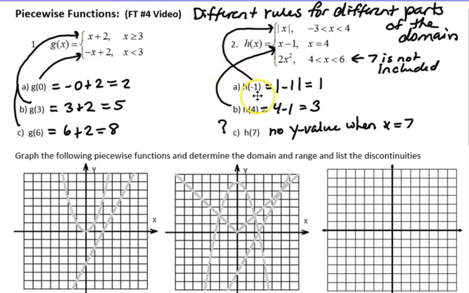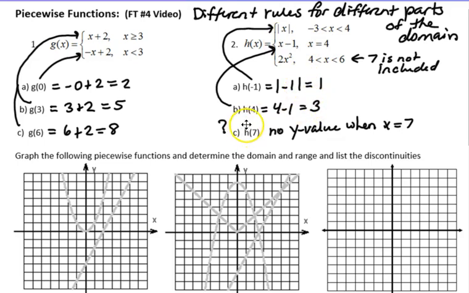Okay, for the first one, when h is negative 1, we're in this part of the domain. So the absolute value of negative 1 is 1. When h is equal to 4, we're in this very limited part of the domain. This rule only applies when x equals 4. We have 4 minus 1 is 3.